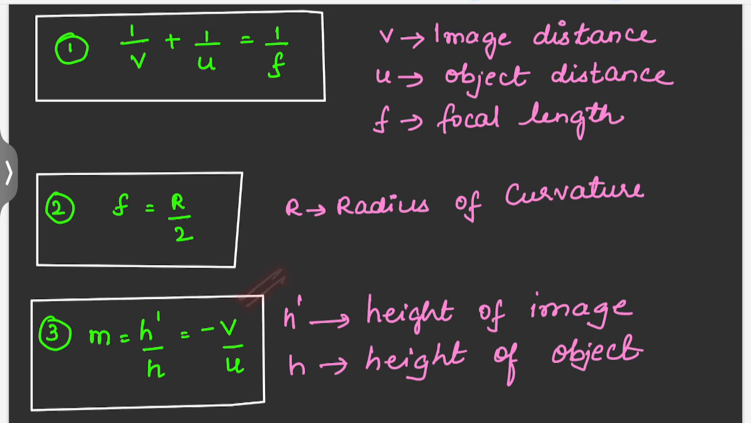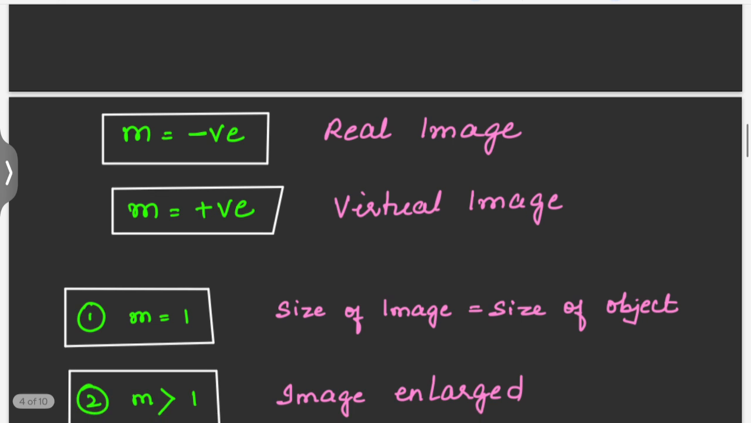The third formula is called the magnification formula. M is magnification. M is equal to H dash divided by H, where H dash is the height of the image and H is the height of the object, and this is equal to minus V divided by U. So these are the three important formulas which we will be using for calculating numericals.